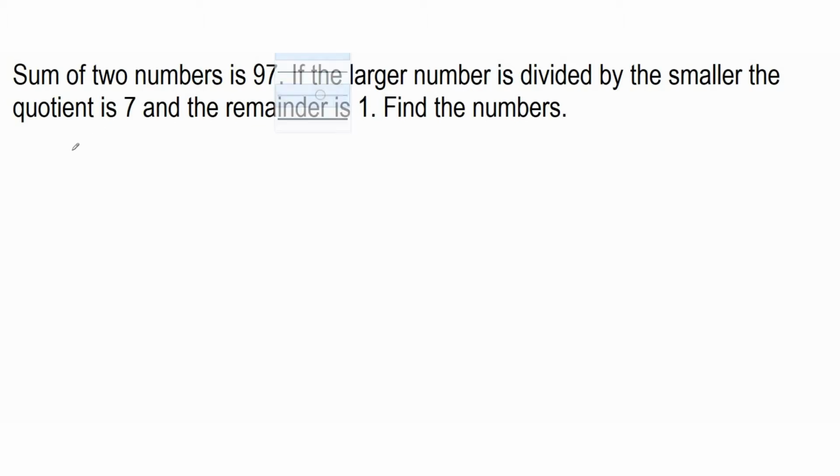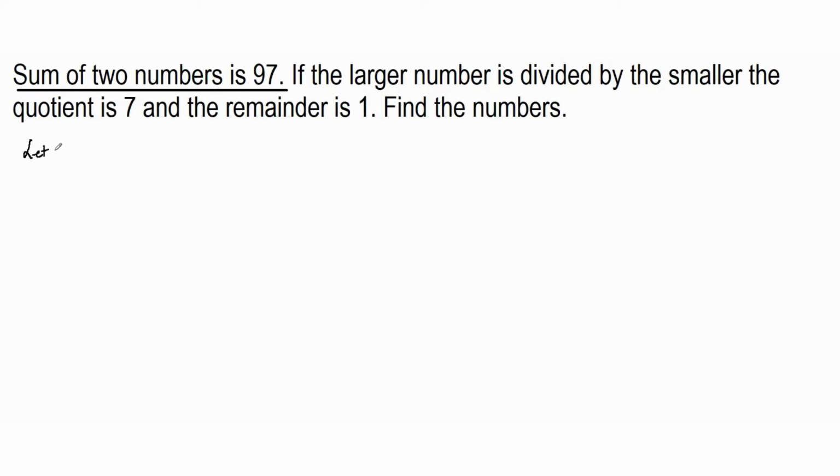So in this segment, let us take up some more problems on simultaneous linear equations. These are the word problems. Let's look at this one. The sum of two numbers is 97. So that's my first statement. So let me assume the numbers are x and y.